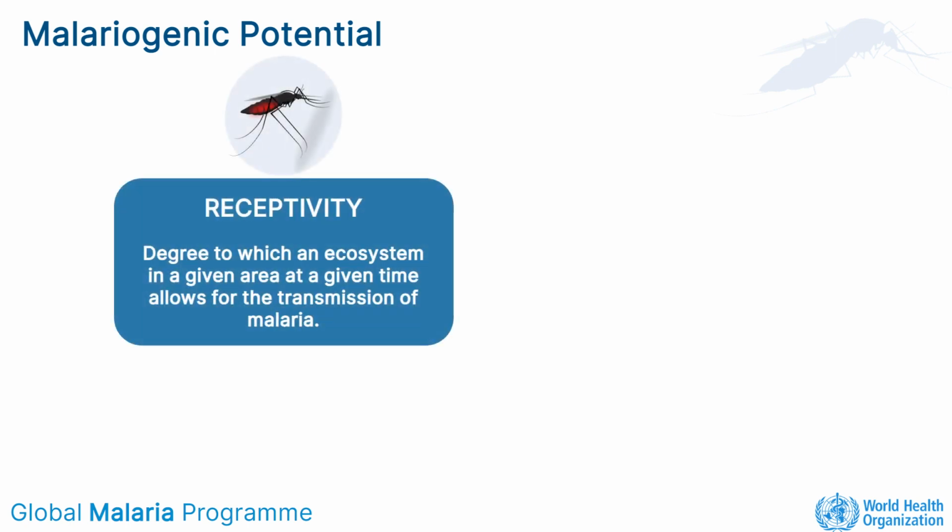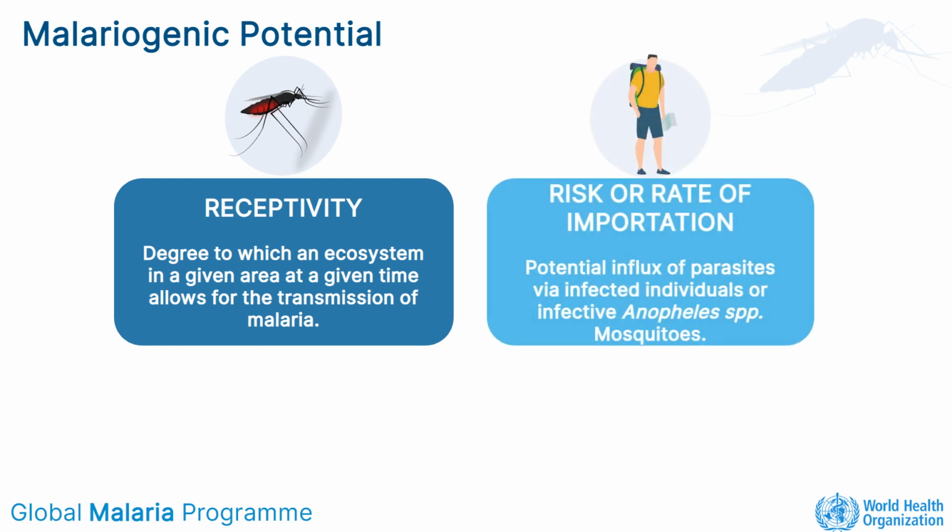Receptivity is the degree to which an ecosystem in a given area at a given time allows for the transmission of malaria. Receptivity is largely determined by the malaria vectors in the area. An area with a large number of efficient malaria vectors will be more receptive to malaria transmission than an area with a low number of vectors. The risk or rate of importation is the likelihood that parasites will be imported into the area, either through the movement of infected people or the flight of infective mosquitoes.